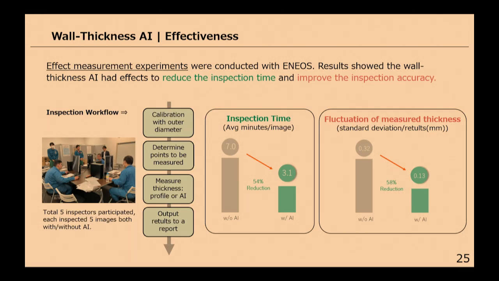But some of the data on that has shown us the inspection time using ADR or AI. We were able to reduce the time of inspection, a 54% reduction in time on that. So again, time is money, right? So the more efficient you are at inspecting, the more you can inspect, the more money you can make. And then also fluctuations of measurements and thickness. So 58% reduction in standard deviation compared to the human, compared to the AI. So AI was more accurate than the human was.